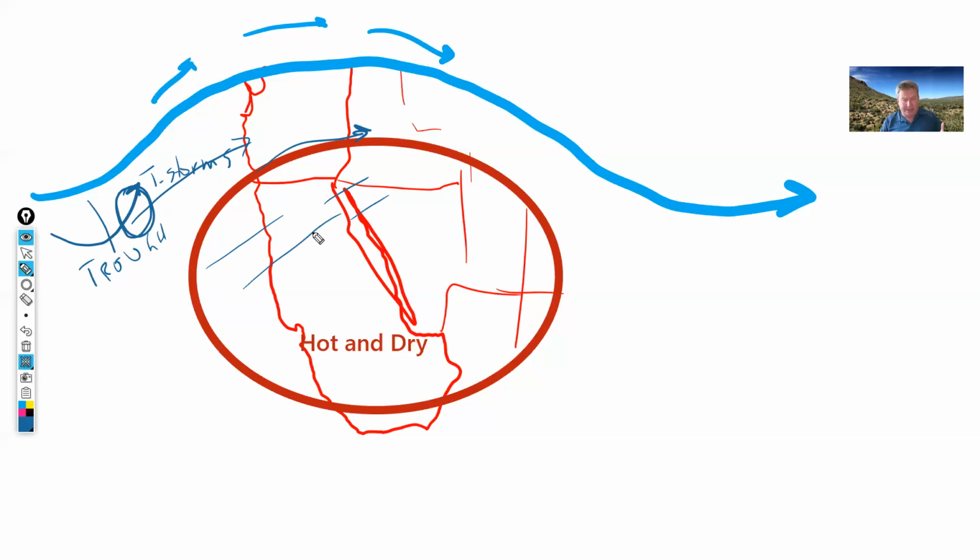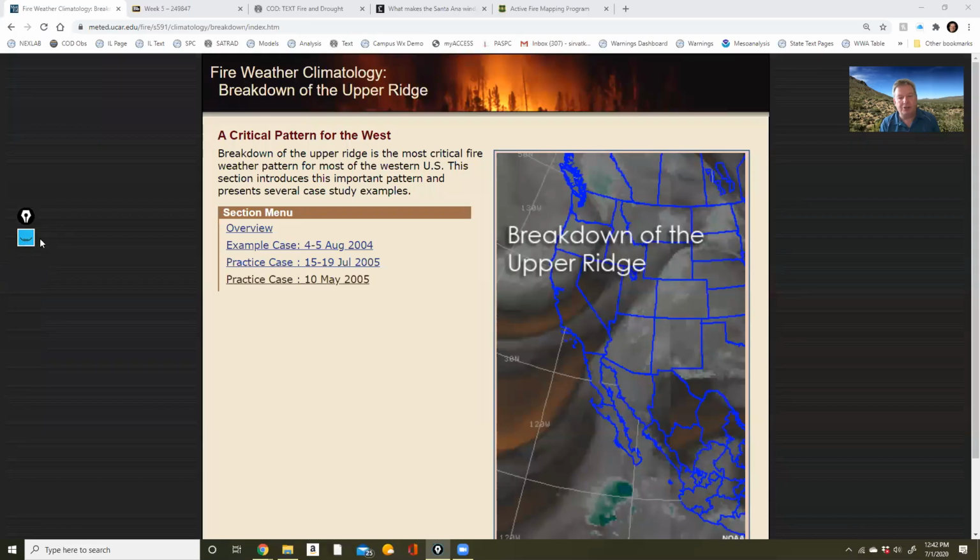weakened, break down. So you have long periods of hot, dry air that cure the fuels, and now you have mechanisms for thunderstorms to come in here. And that can set up fire weather conditions, okay? So that's what they mean by the breakdown of the upper level ridge.